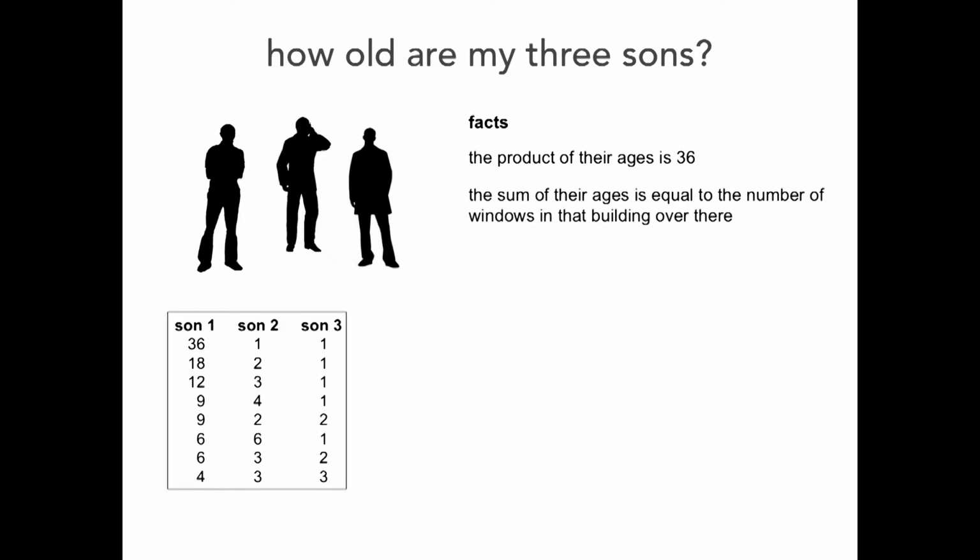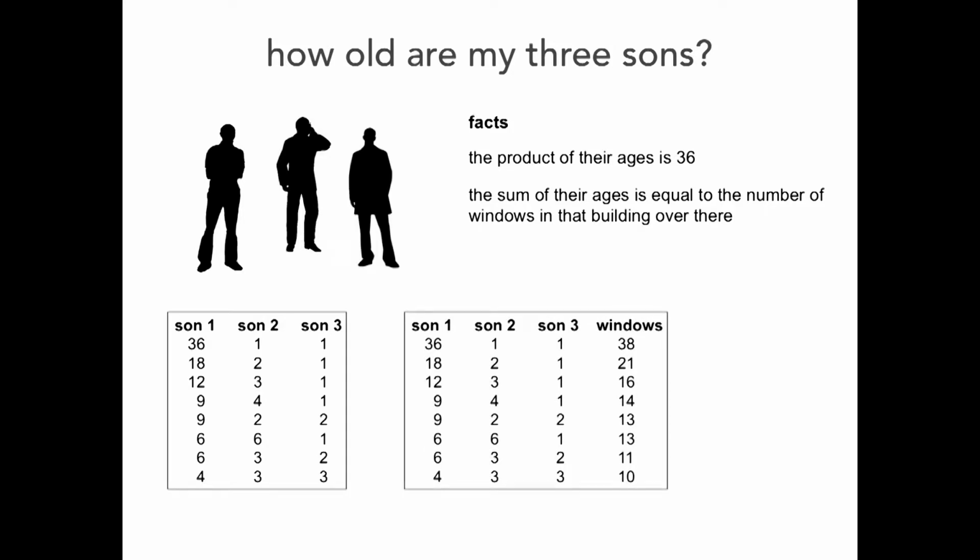The sum of the ages is equal to the number of windows in that building over there. If we draw this table, here are the factors. If we add them up, we see that the number of windows is 38, 21, 16, 14, 13, 13, 11, 10. Visual representations of a problem are so powerful because you can see more information. For example, there are other aspects of this problem that we can also derive. Do you remember in the checklist, the last part of step 2, can we derive anything from the available data? The conversation itself is data.